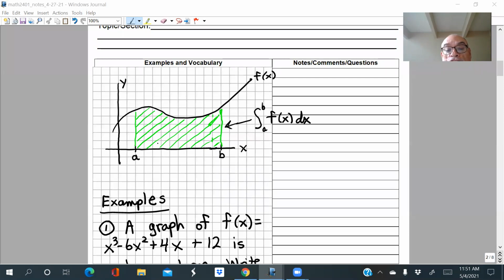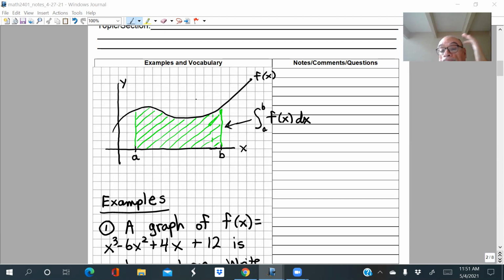Now, the bottom edge is just the x-axis, so that's easy. The left edge is just this vertical line. The right edge is just this vertical line, so that's easy. But it's this top edge that's complicating things, because it's wavy. And so, again, we don't have a nice formula from geometry to be able to calculate this area.